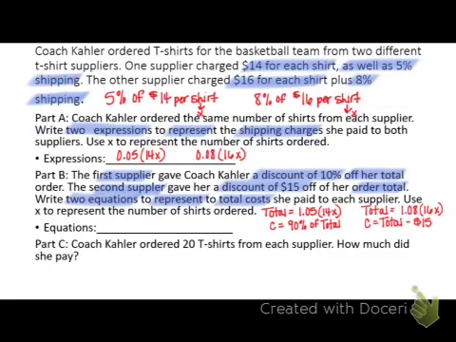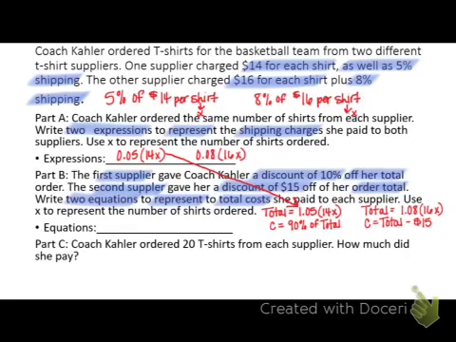In Part B, the first supplier gave Coach Kaler a discount of 10% off her total order. The second supplier gave her a discount of $15 off of her total order. We want to write 2 equations to represent the total cost that she paid to each supplier. You can use x to represent the number of shirts ordered. So I've taken what I used in Part A and translated it to represent the situation in B, where if you notice, the expression used in A is now here in the total for B.